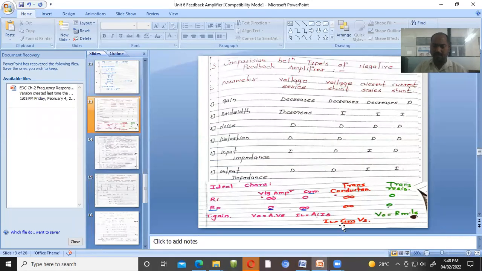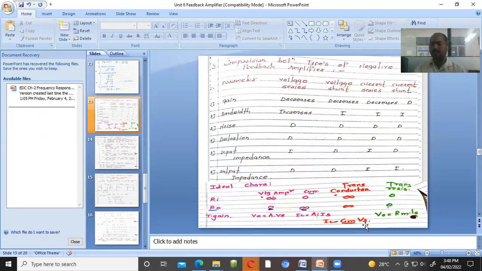See here, IL is equal to Gm into Vs, right? This is nothing but the value of the load current. In that case, Gm is nothing but 1 upon R. 1 upon R is nothing but the transconductance, right? So 1 upon R is the conductance, considered as Gm. So for that transconductance amplifier, IL equals Gm into Vs.